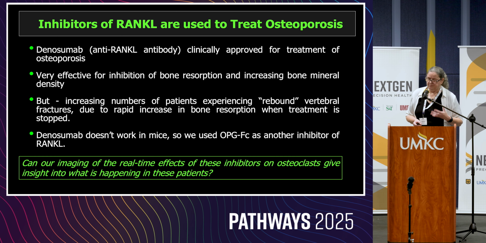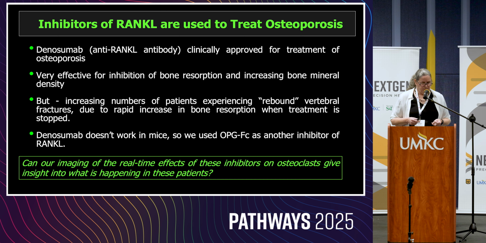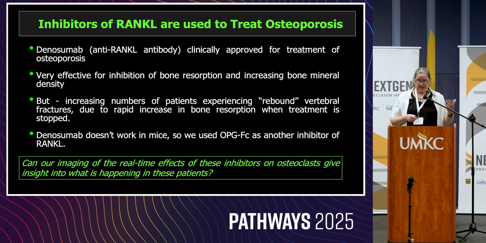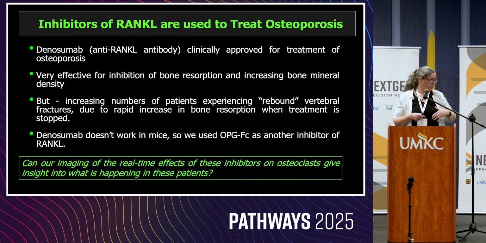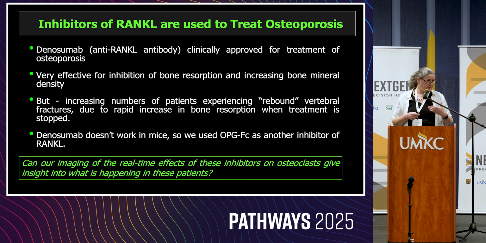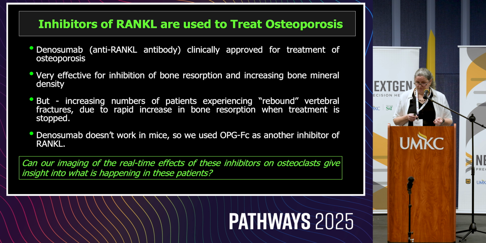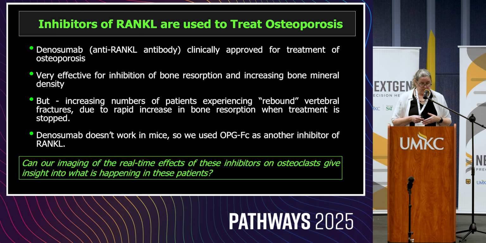Now, inhibitors of RANK ligand are used in patients to treat osteoporosis. It's clinically approved. Denosumab is an anti-RANK ligand antibody, very effective for inhibiting bone resorption and increasing bone mineral density. But increasing numbers of patients have been experiencing rebound vertebral fractures due to a rapid increase in bone resorption when they come off the treatment.